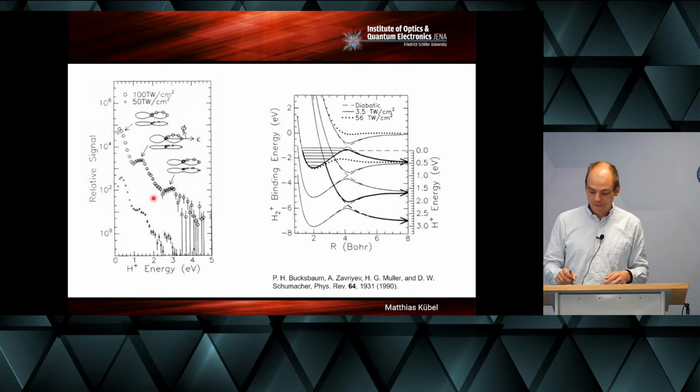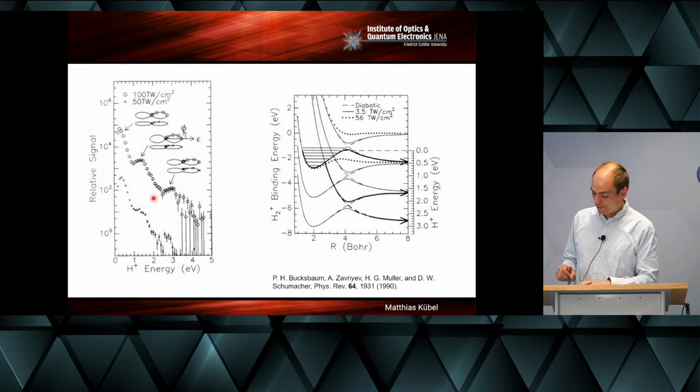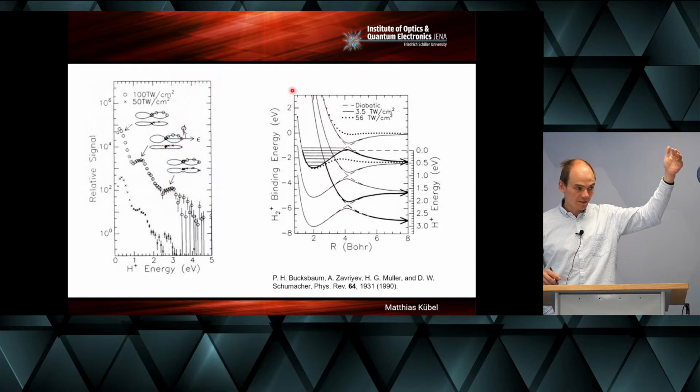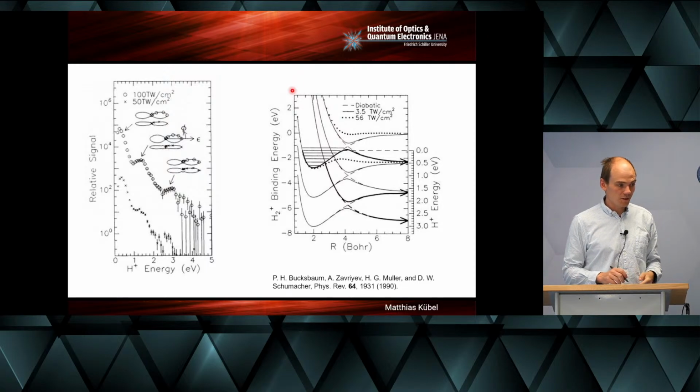Now, how can we understand this? One way is to think that you can not only absorb one photon, but maybe also 2 and 3, to go to this higher state. Once you're at this higher state, the molecule follows this potential and thereby gains energy. The smaller the internuclear distance where you go to this excited state, the higher the final energy.